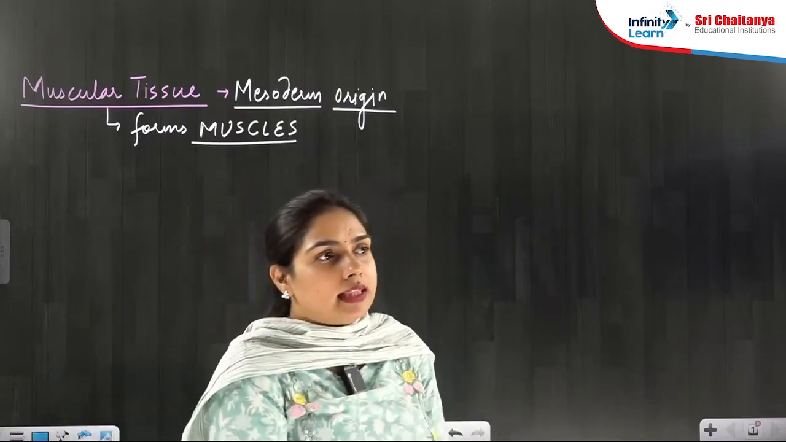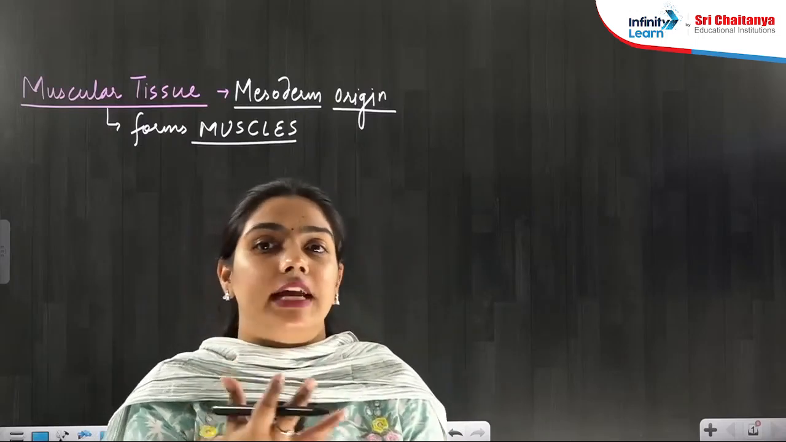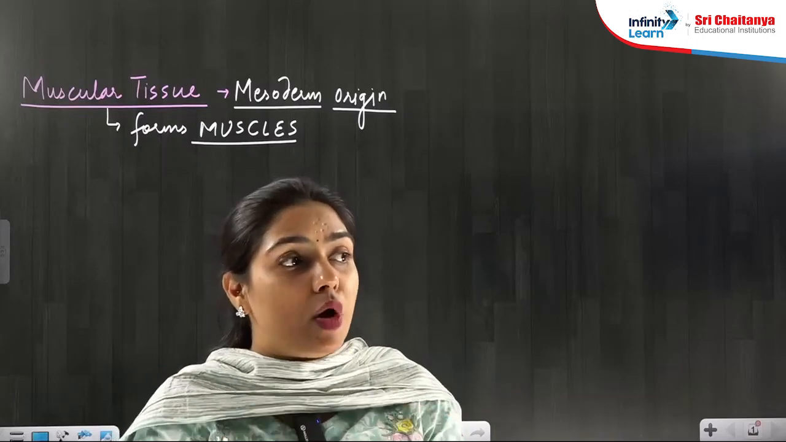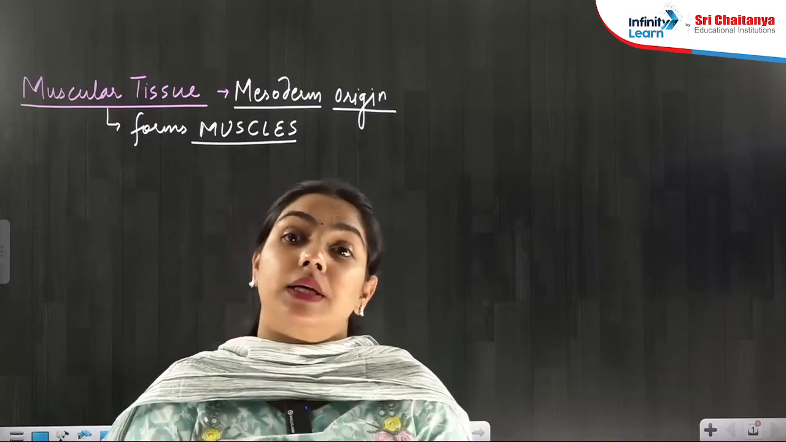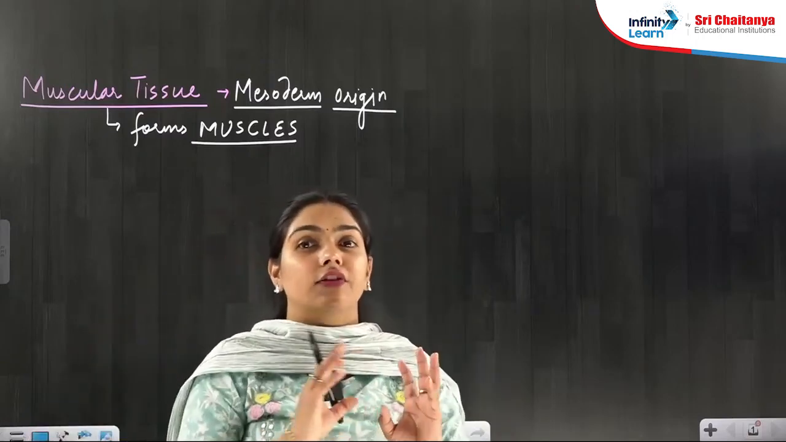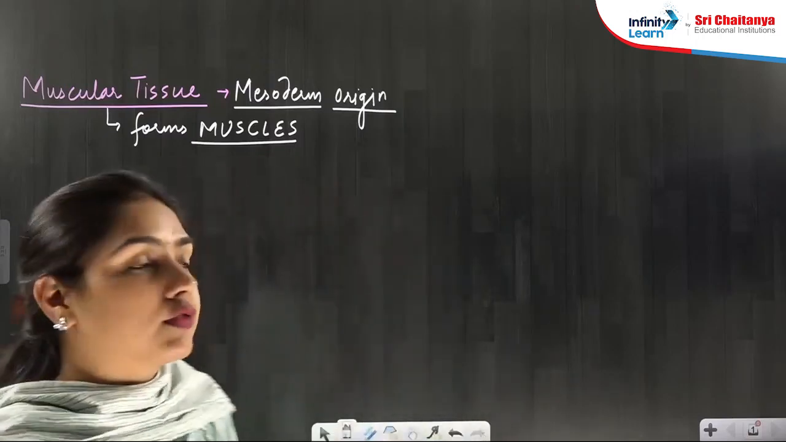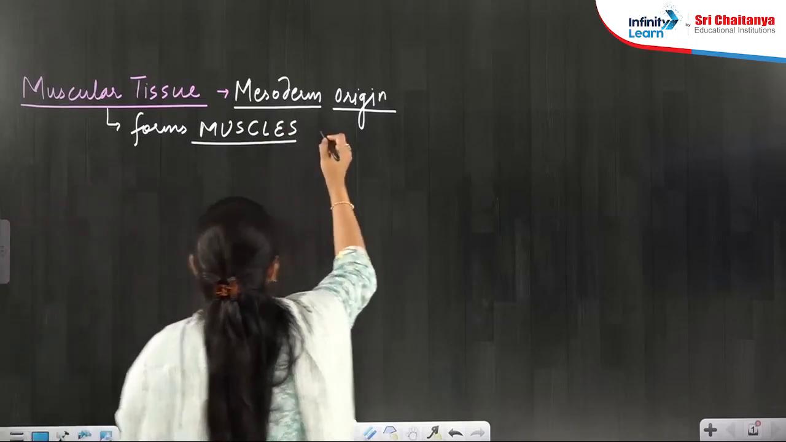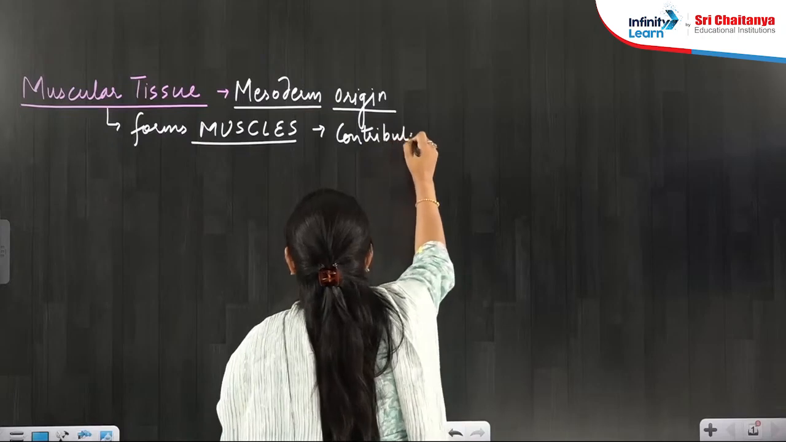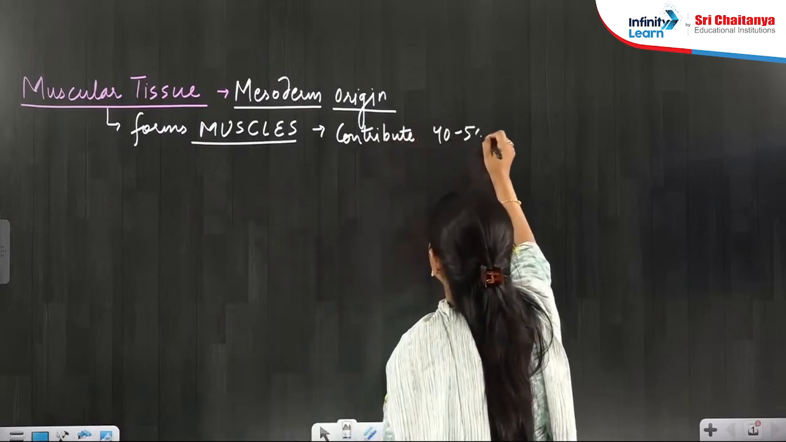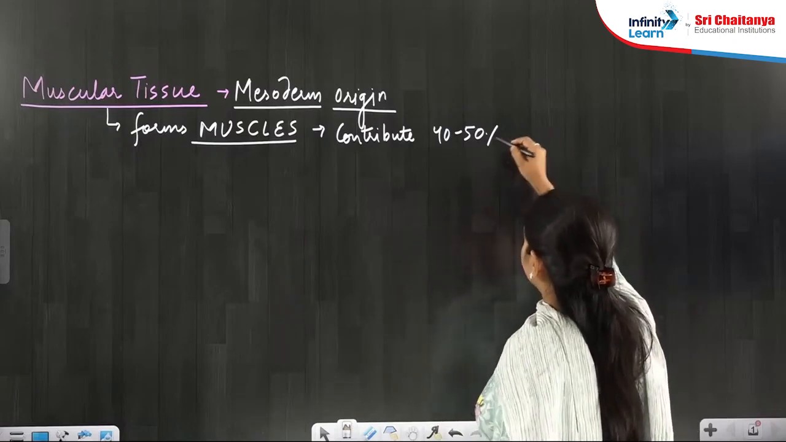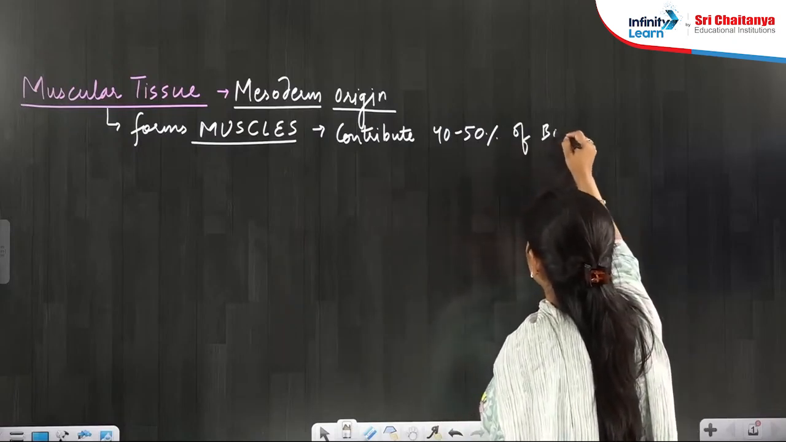Do you know that 40 to 50% of your body weight is contributed by muscles? So if you know your body weight, you can calculate the weight of your muscles. Muscles contribute 40 to 50% of body weight.